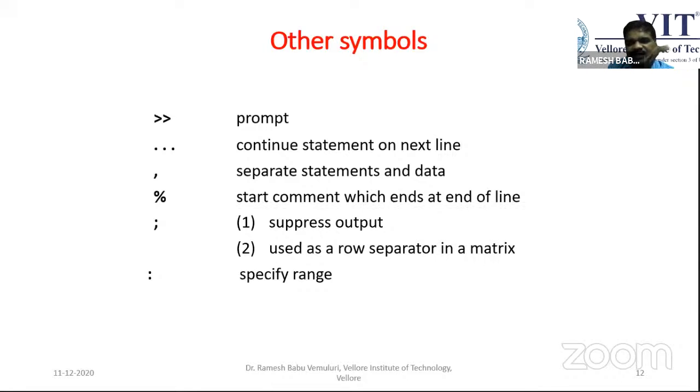That comment can be started at the initial point, or at a midpoint, or after the end of some command, or on a line after that. Then you can use the semicolon to suppress the output, which we have already seen. Then again we can use it for the row separator in a matrix, which we have also seen. Then colon will specify the range. Normally this range is used in the for loop.